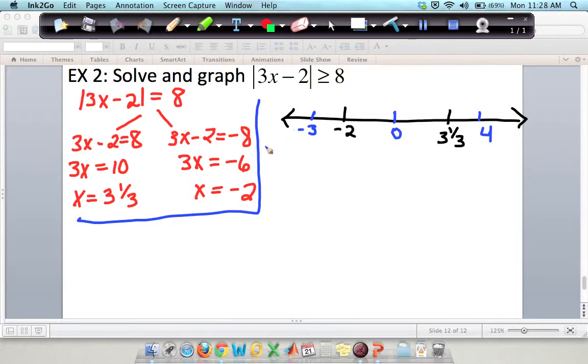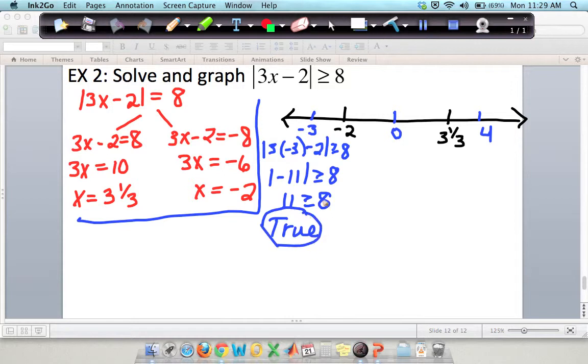So when I test negative 3, I get the absolute value of 3 times negative 3 minus 2. I'm trying to see if that's greater than or equal to 8. Is it true or false? This is negative 9 minus 2, which is negative 11. Don't forget the absolute value sign. The absolute value of negative 11 is 11. And 11 is greater than 8, so this is true. Okay, in the middle I'm going to test 0.